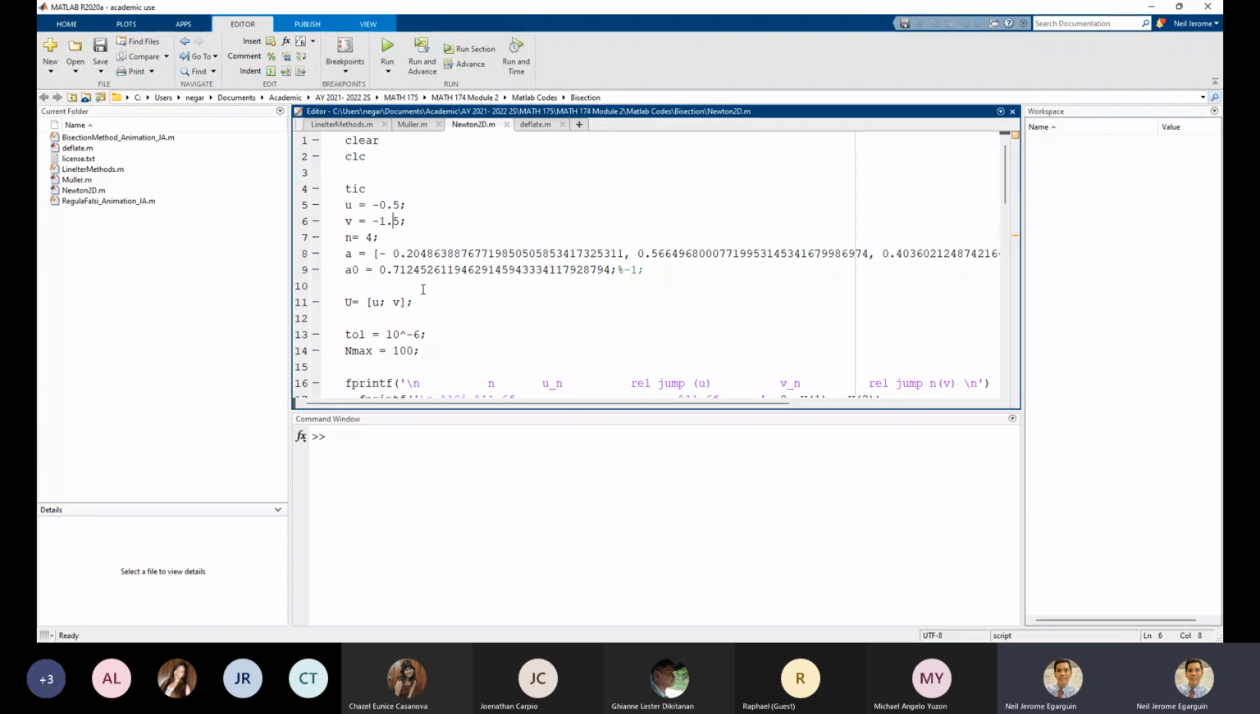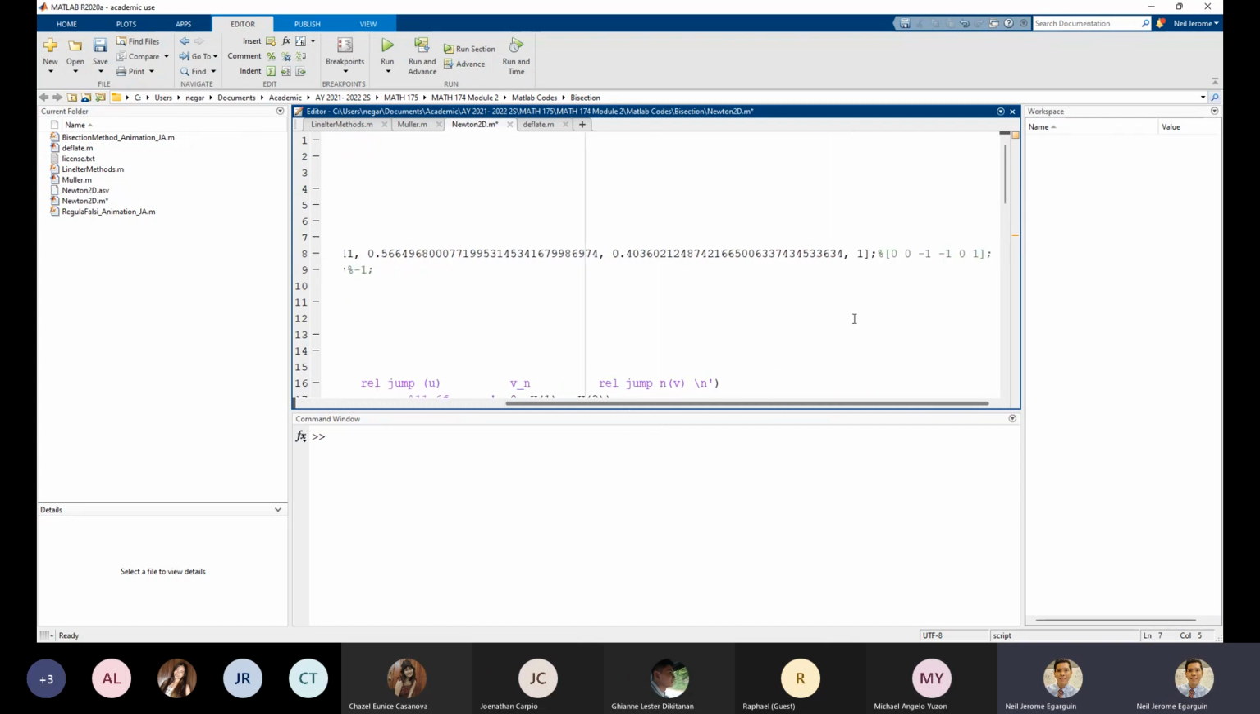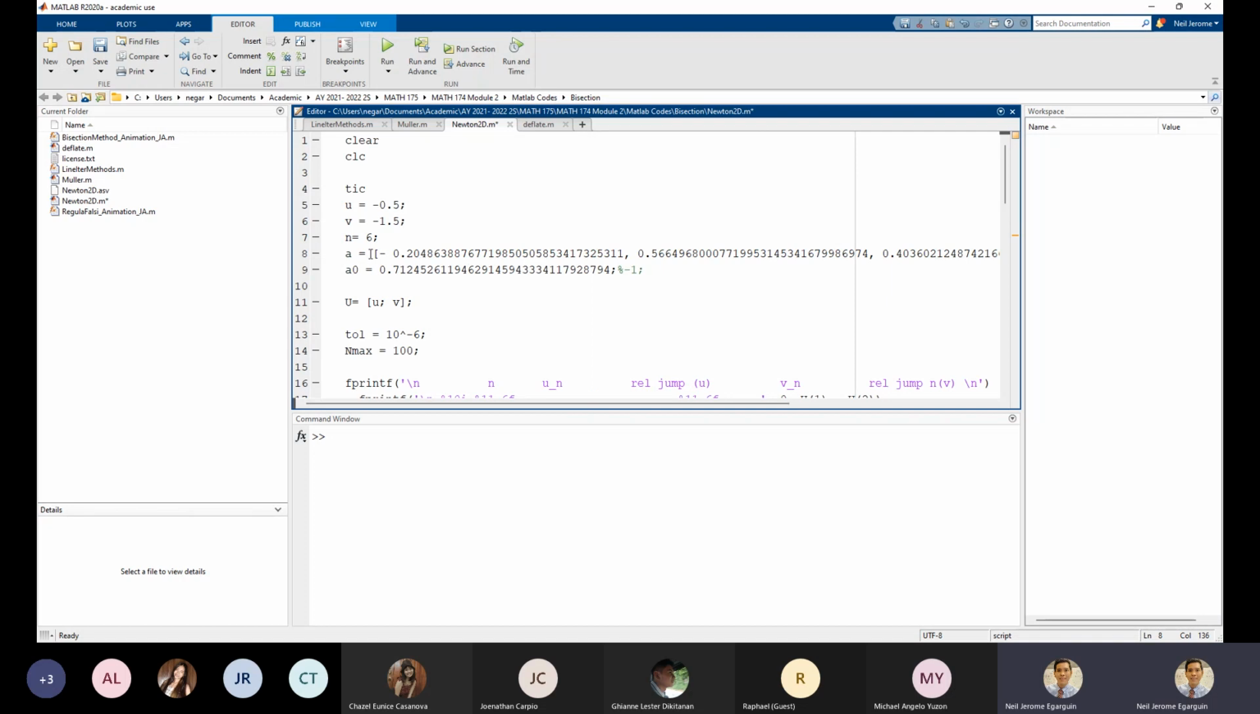And then I need to declare in my code, line number 7, ano yung degree ng polynomial na kinoconsider ko? Yung sa example 4.4, degree 6 yung polynomial. So kaya n equals 6. Tapos kailangan kong ilagay yung coefficients. 'Di ba? Kailangan ko yung a sub i's. So para makuha yung a sub i's, kailangan kong i-encode ito. Buti hindi ko siya nabura. Copy paste na lang.